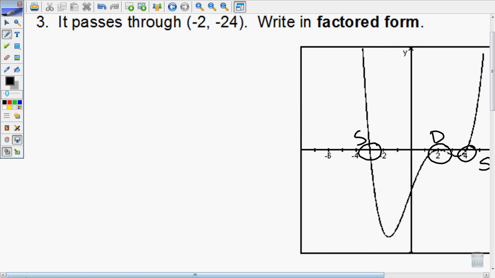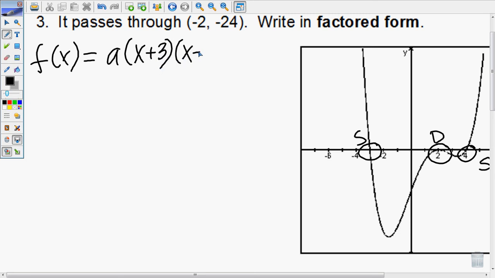So that's x minus 2, so I have it squared. x minus 2 squared. Good job. So I have A times x plus 3, x minus 2 squared, and x minus 4. Alright, so I have my beginning factor.